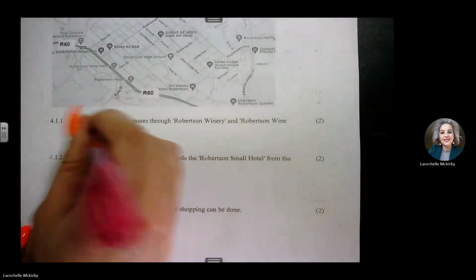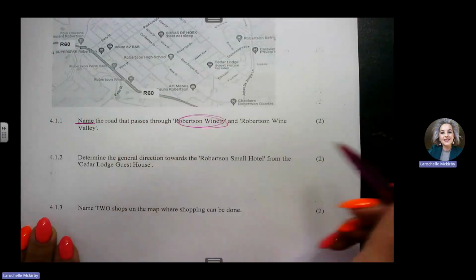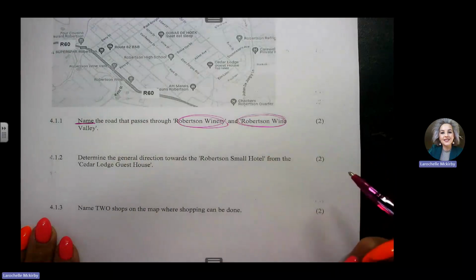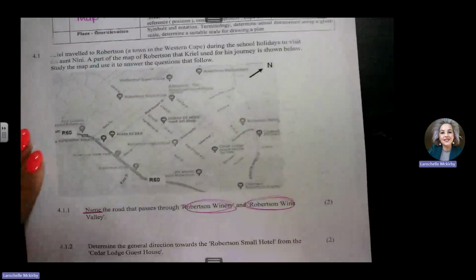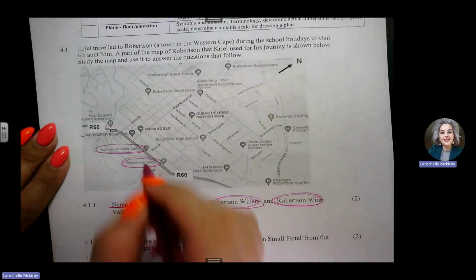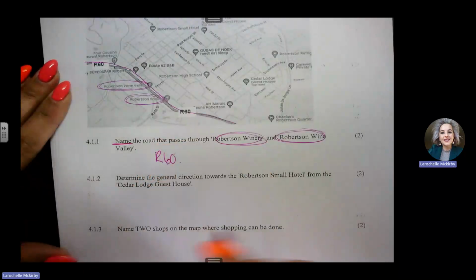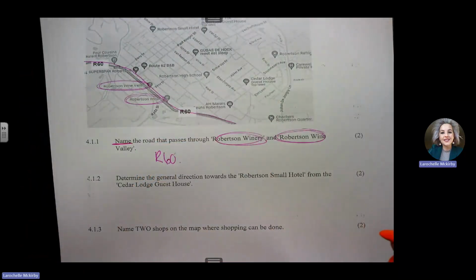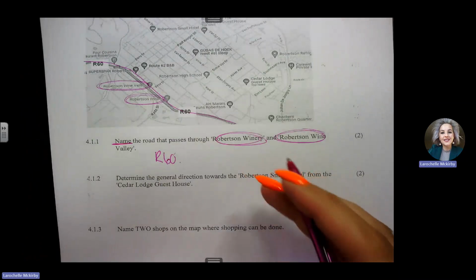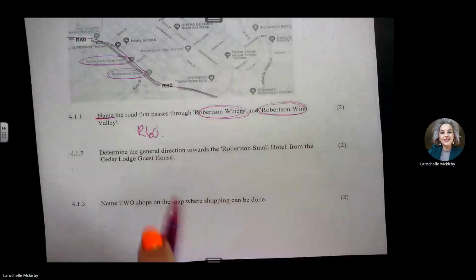4.1.1. Name the road that passes through Robertson Winery and Robertson Wine Valley. Okay, let's have a look. Oh, there's Robertson Winery. Oh, there's Robertson Wine Valley. So what is this road called that is passing through? Most definitely the R60. See? Quite easy, isn't it? And this is an exact example of what question 1 would look like.